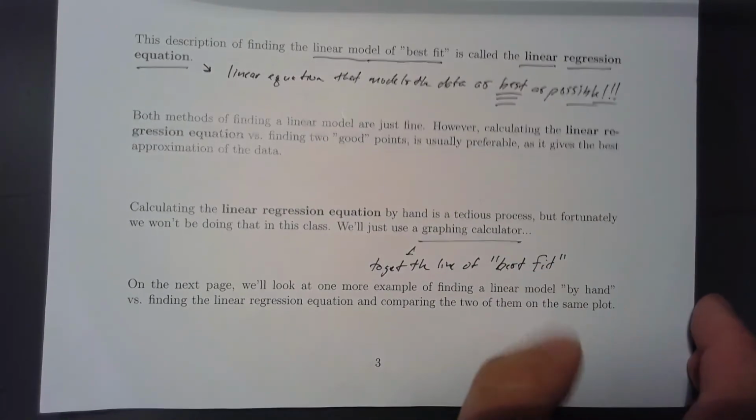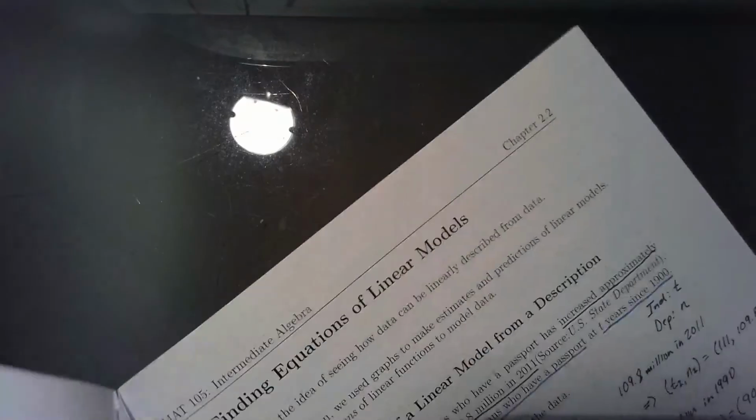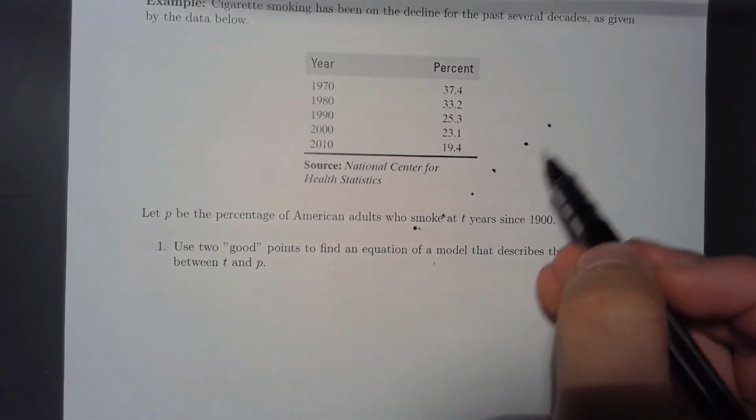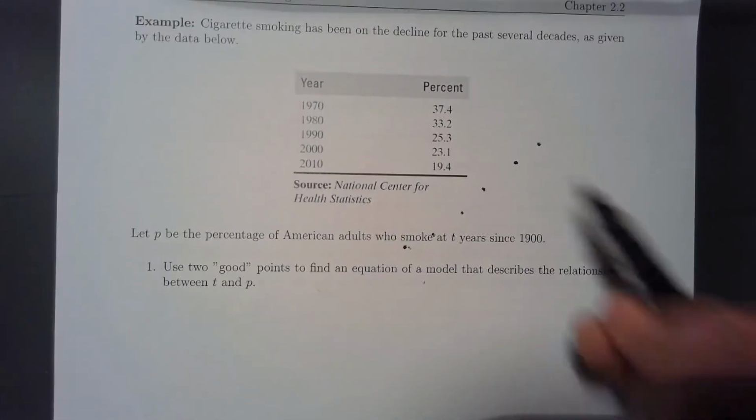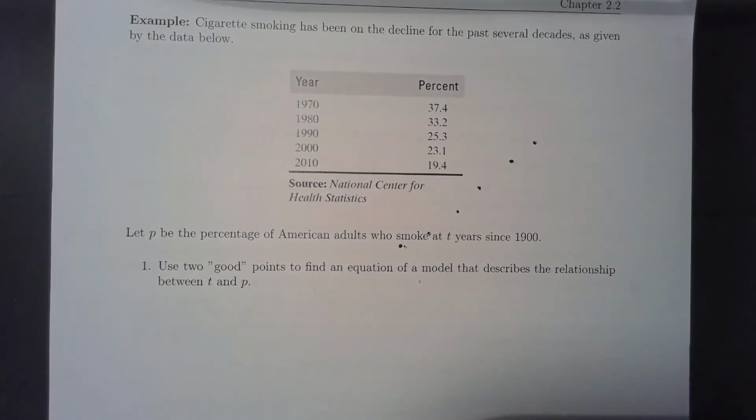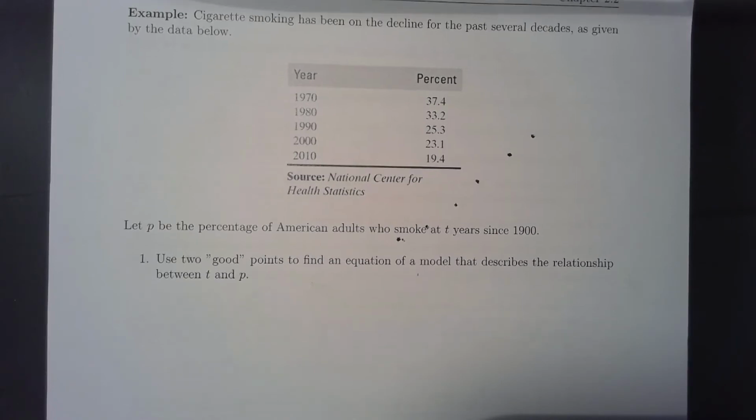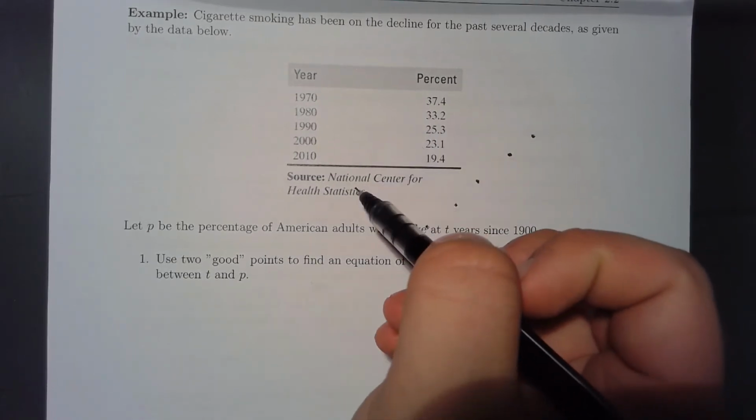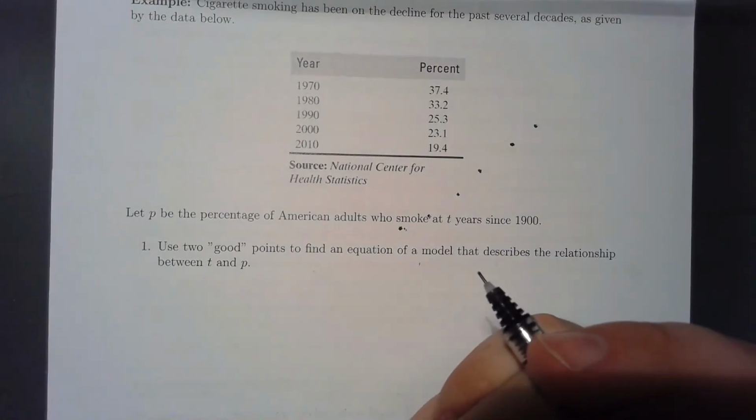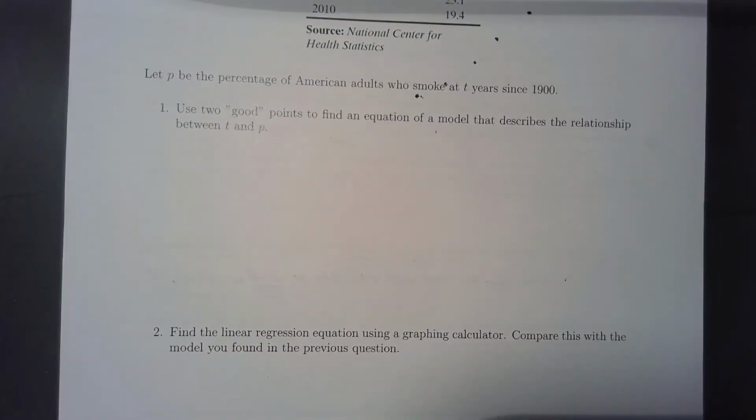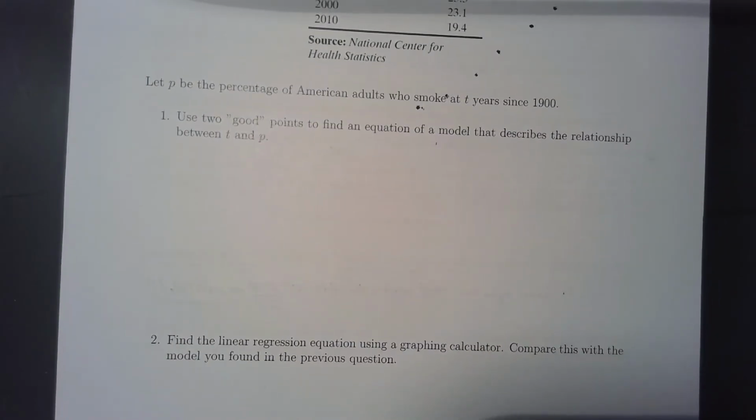To close out this section, we're going to look at one more example. Oh, my dots from the previous page bled through. Sorry about that. But we're going to look at another set of data, and we're going to do a scatter plot of this data. We're going to pick 2 good points based upon the scatter plot. Then we're going to find the linear regression equation and compare them to see which one is better.